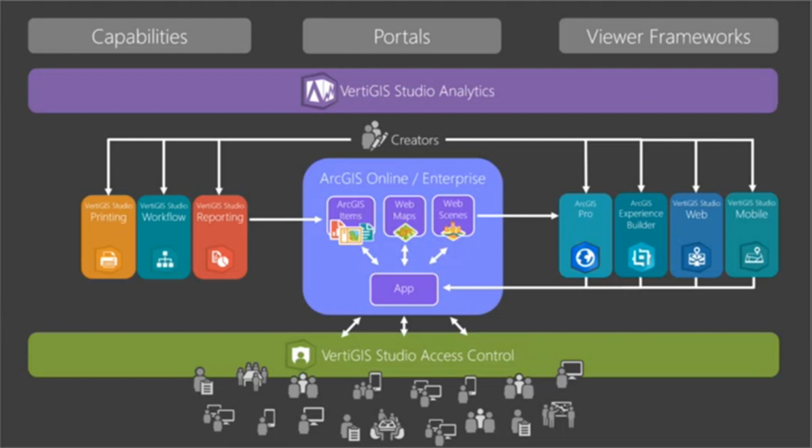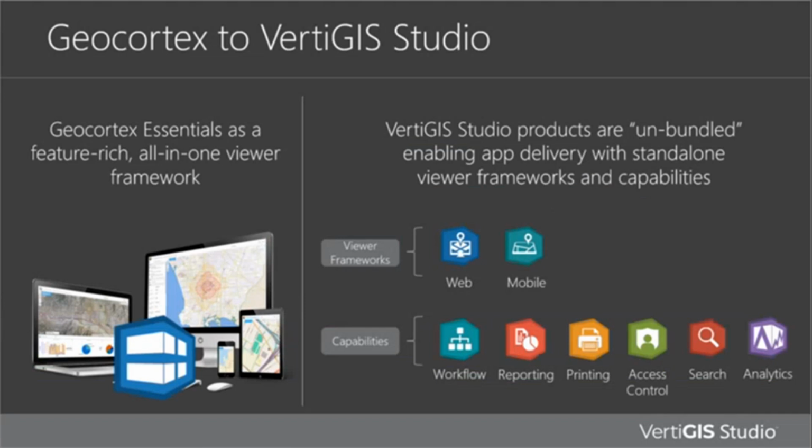And VertiGIS Studio Analytics, again, will help you to look at the health of the servers in the background. Now, if we compare this to the past with Geocortex, right? Geocortex Essentials is a feature-rich, all-in-one viewer framework. What we have with VertiGIS Studio is that it kind of unbundled all these capabilities. So first of all, you have your viewer frameworks, and then the workflow and reporting, like I said, and you can use these basically all by themselves.